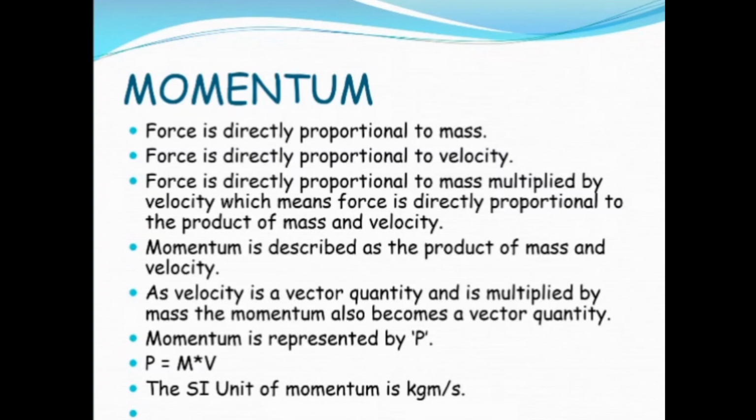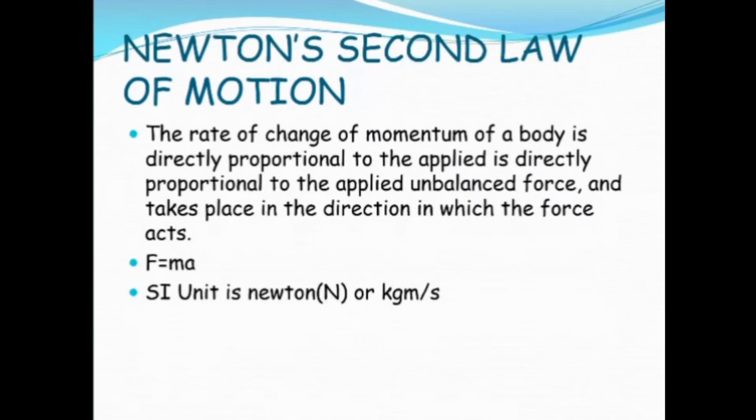By this we can say that momentum is described as the product of mass and velocity. Therefore, it gets the formula p = mv, where p is momentum, m stands for mass and v stands for velocity. As velocity is a vector quantity and force is also a vector quantity, momentum is also a vector quantity, which has both magnitude and direction. The SI unit of momentum is kg meter per second.